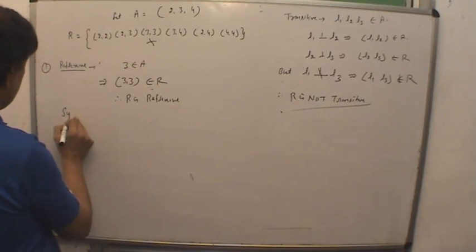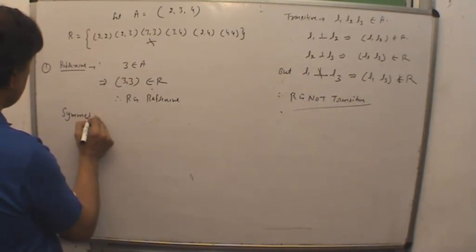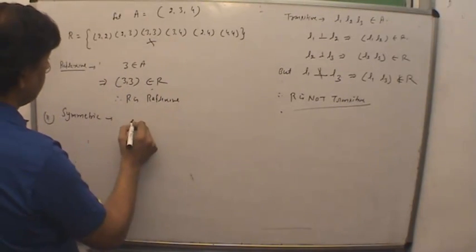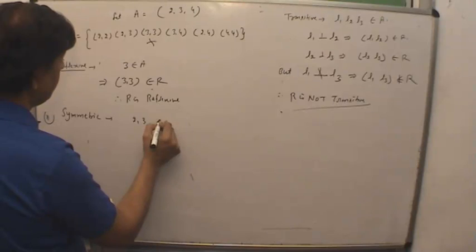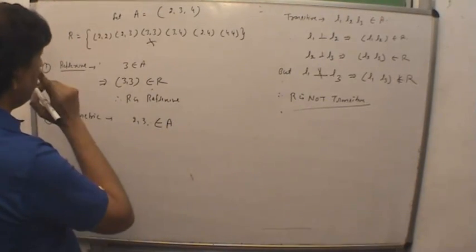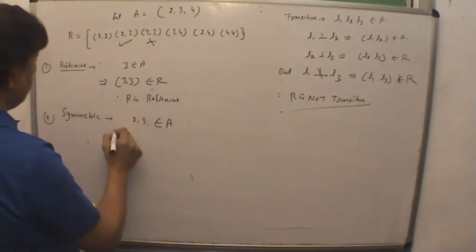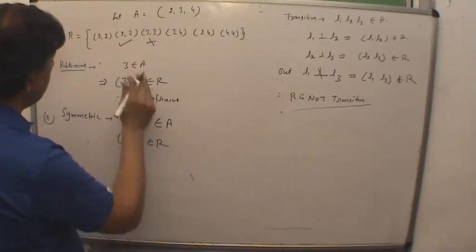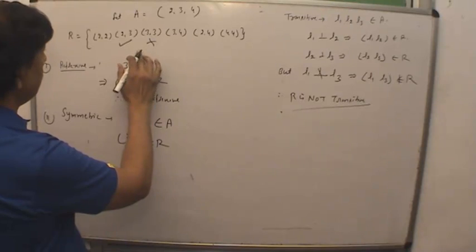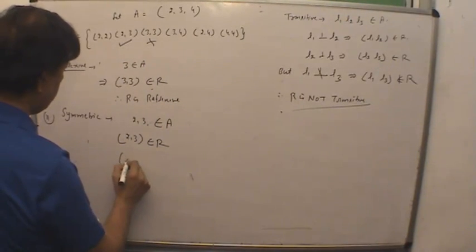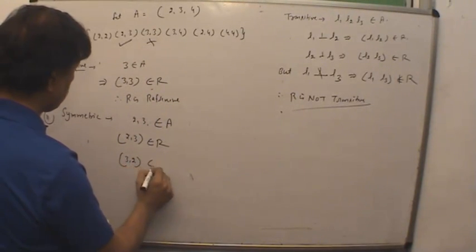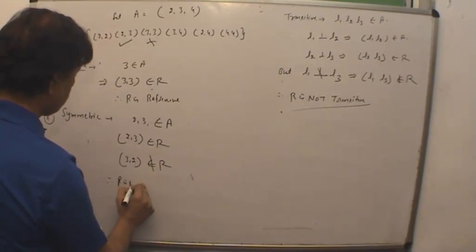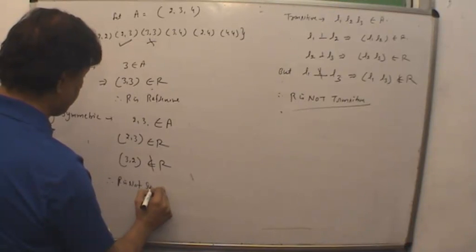What about the symmetric? That is, we need 2 members. Say 2, 3 belongs to A. It is (2, 3). See, (2, 3) belongs to relation R. What about (3, 2)? But there is nowhere (3, 2). (3, 2) does not belong to R. Therefore, R is not symmetric.